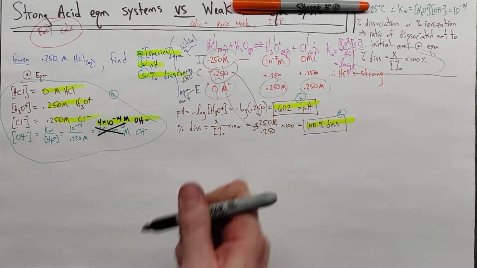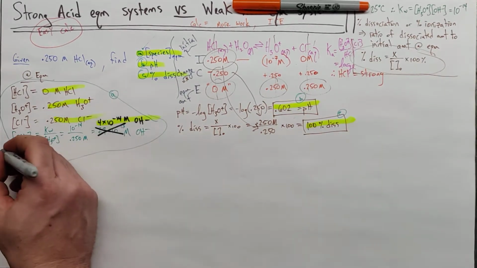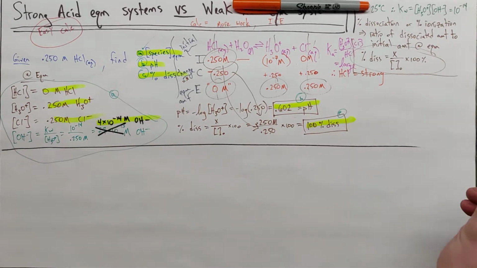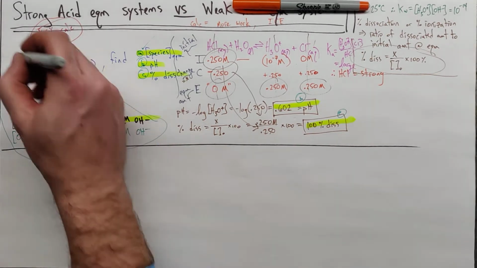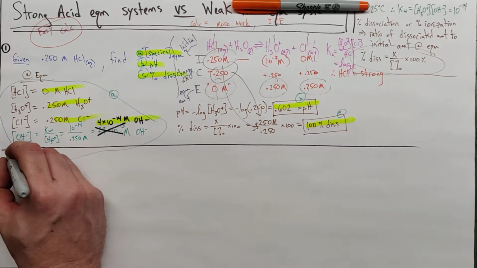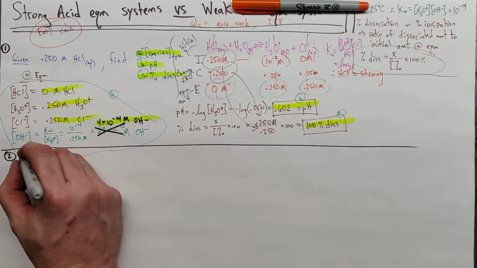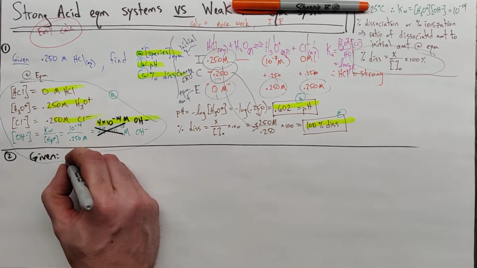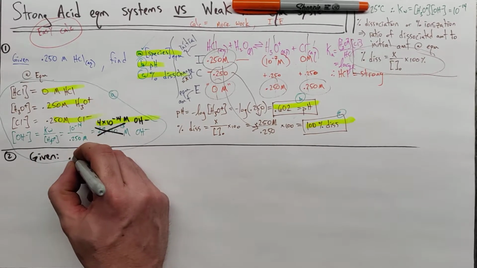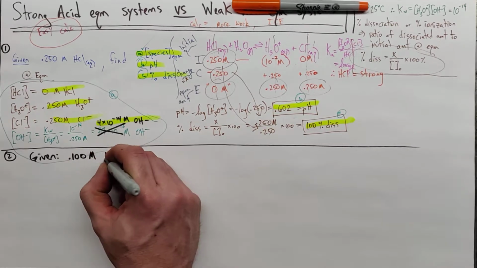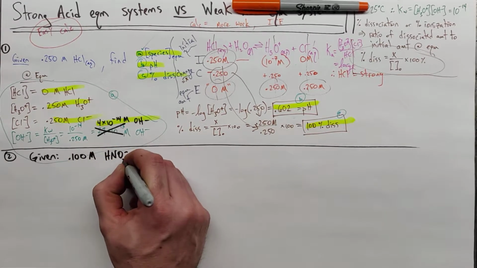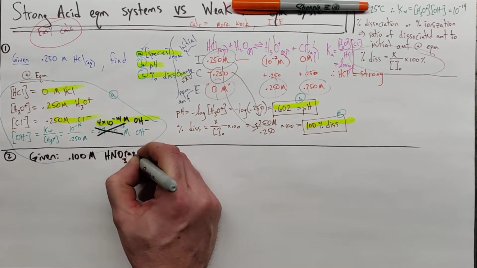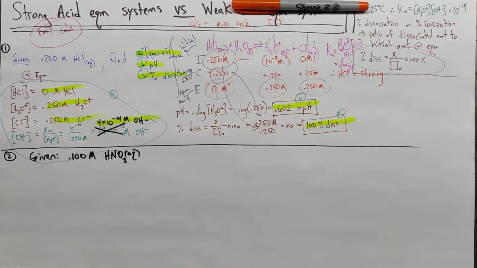So key note here, we didn't need to do any of that. We could have just done most of it in our heads. And so we'll look at, so that was maybe example 1. Example 2 we'll look at, and we'll just do another strong one. And we'll say given maybe 0.100 molar HNO3 aqueous. All right, I cheated putting that aqueous there because I was sloppy in my writing.